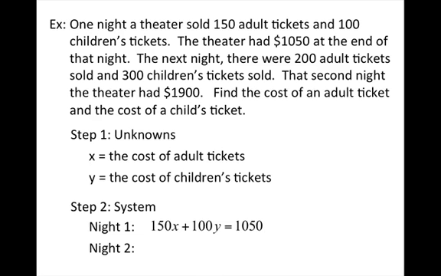Then the second night, they sold 200 adult tickets and 300 children's tickets. So this gives me 200X plus 300Y. And if I add these together, that gives me the money they took in for the second night, which was $1,900. These two equations form my system.